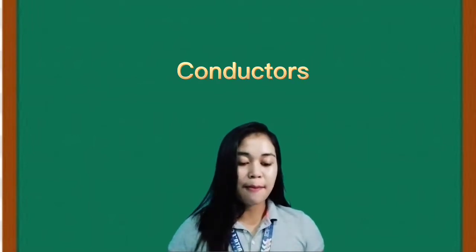Everything is made up of small particles. There are materials that allow heat to flow through easily. We call them conductors. Metals are good conductors. That's why we use them as cooking utensils, because heat moves fast through the metal pan to the food.